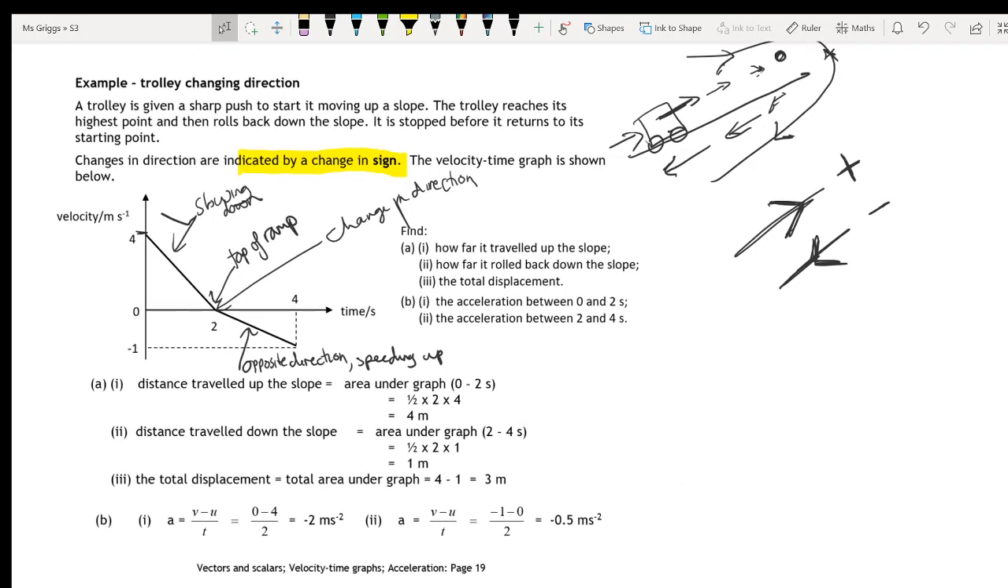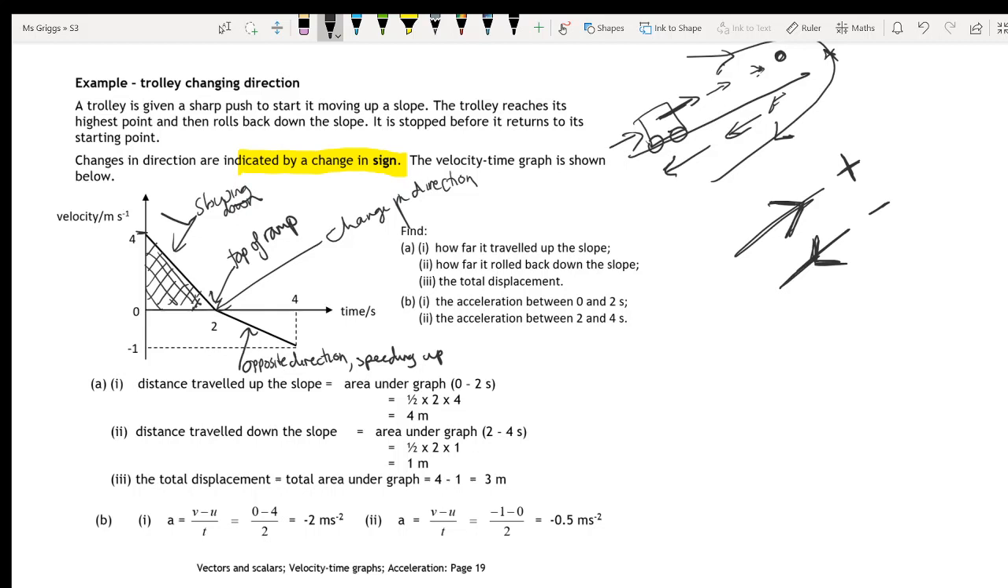We want to look at this area here. So we want to look at what the area is under the positive side of the graph. So it's a triangle, so half times base times height. So half times 2 times 4, which is 4 meters.